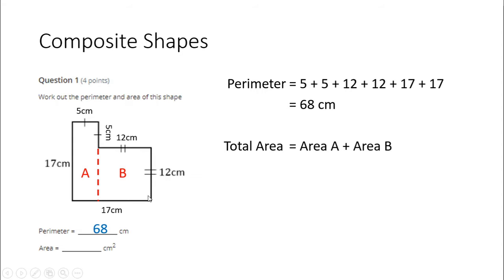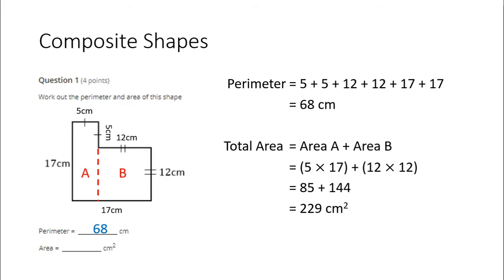So to work out their areas, length times width, area A is 5 times 17, and area B is 12 times 12. That gives us 85 plus 144, which is a total of 229 centimeters squared for the full shape. Notice my measurements were all in centimeters, so my area is going to be in centimeters squared.